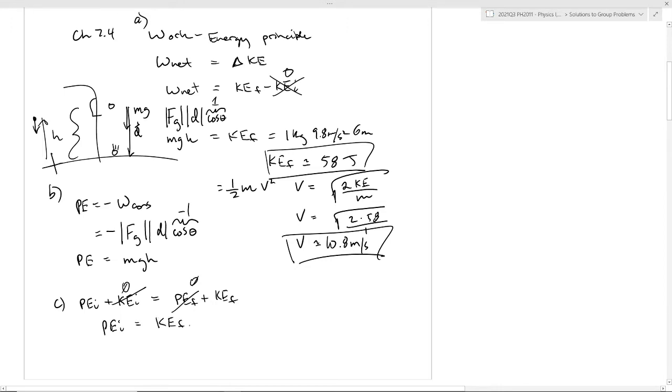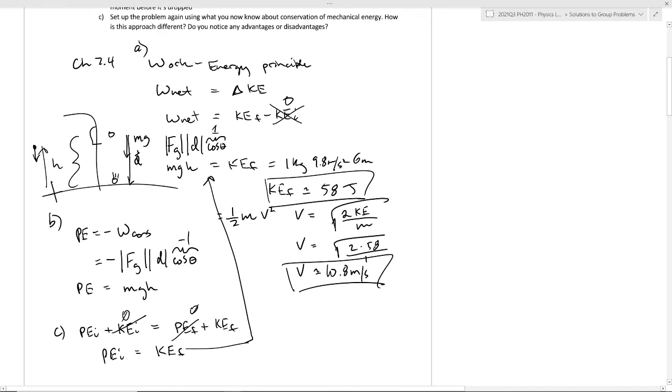And notice this is exactly what we had from part A, except it's just a much more direct way of getting there. So when the question asks, do you notice any advantages or disadvantages? Basically what that's trying to get at is just that energy conservation is maybe a little more direct, intuitive, compared to computing the work and invoking the work energy principle. So this is a very simple question. You'll see questions like this all the time where we're equating gravitational potential energy to some kinetic energy later. And so this is a good place for us to start.